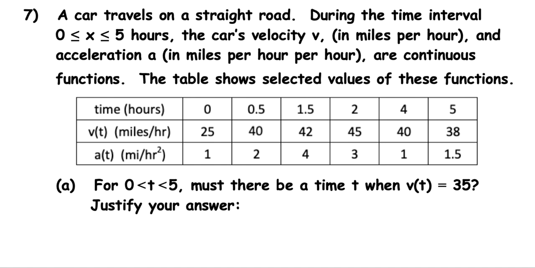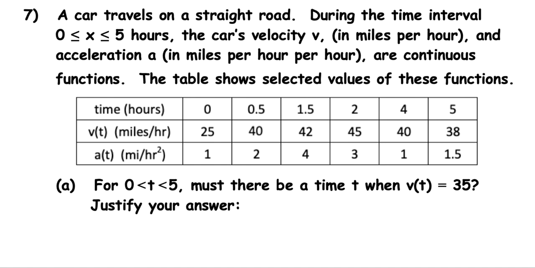Again, I patterned this similar to what you might see on a free response question from the College Board. It's my own, but it's inspired by them. A car travels on a straight road. You've got the velocity and the acceleration at certain points in time, written down. It's obviously not the whole motion of the car, just a few snapshots. And part A says, hey, somewhere between 0 and 5 hours, must there be a time when the velocity is 35 miles per hour? Justify your answer. And looking at the chart, I'm going to say yes.